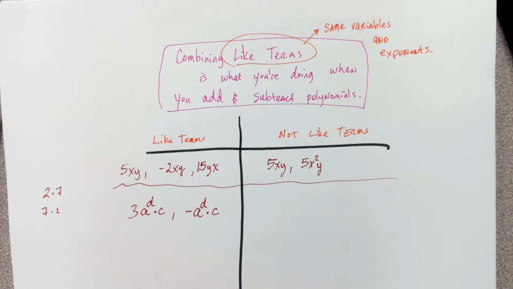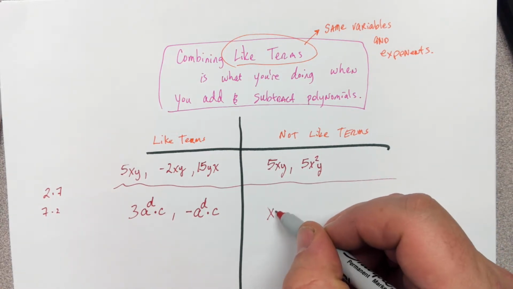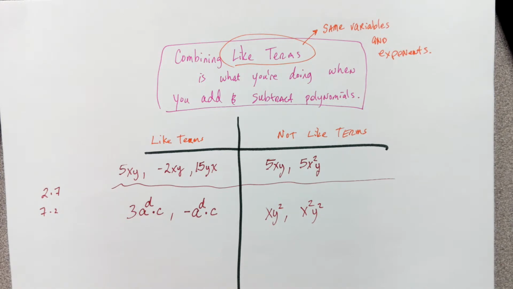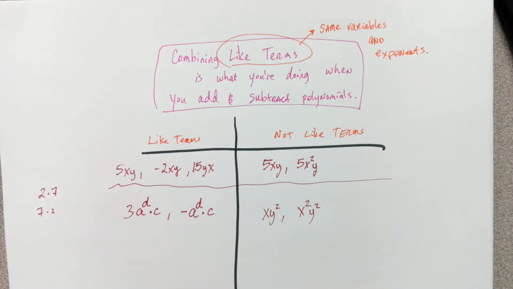Yes, M&M? Yeah, so what if... Let's say you were to put... Okay, I'm going to give you an example of things that are not the same. What if I did x y squared and x squared y squared? That's not the same. If this had a 2, it would be good. Okay. Now, do you guys think you know the difference between like terms and not like terms? All the same variables, all the same exponents. It doesn't matter about the coefficients or the signs.